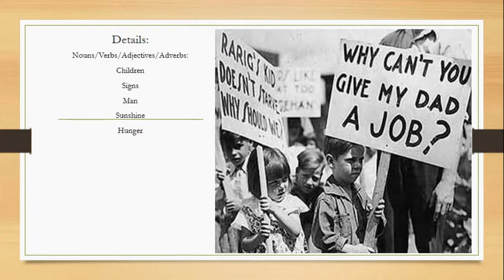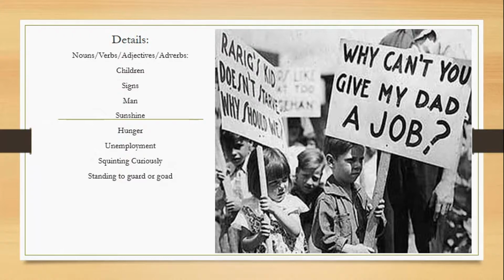So, to describe that, I think of hunger. And then on this sign, I notice that it says, "Why can't you give my dad a job?" Therefore, the detail or description I see here is unemployment. I notice that this child is squinting, but she also looks like she is looking with curiosity. So I said squinting curiously.